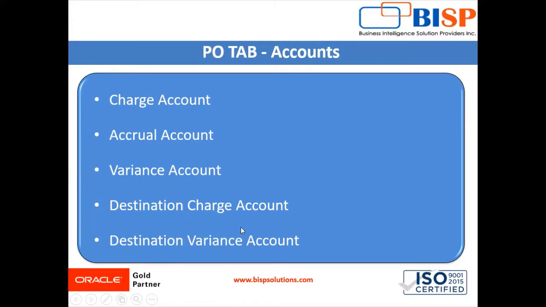And if you want to create the purchase requisition, then we require an account. This account is a charge account, right? And if you want to create a receipt and invoice, then we have to define an account. This account is an accrual account, right? And if you want to create the purchase order, we require a variance account, right?